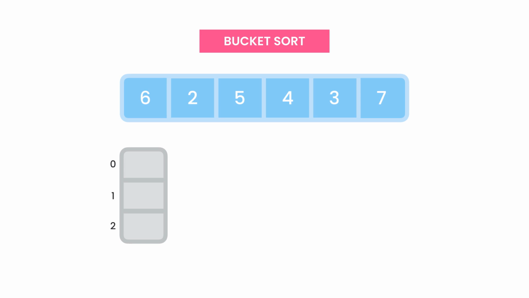So we need to declare an array of size 3. Each element in this array should be a linked list because it is possible that multiple items go in the same bucket. Now we start iterating over the input array. The first item is 6. Which bucket should we put it in?